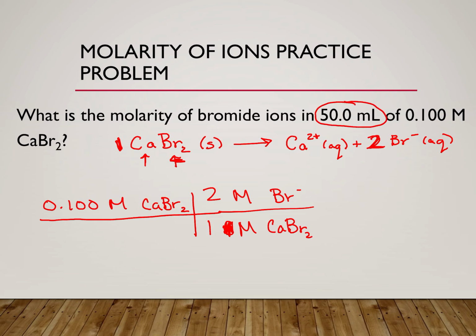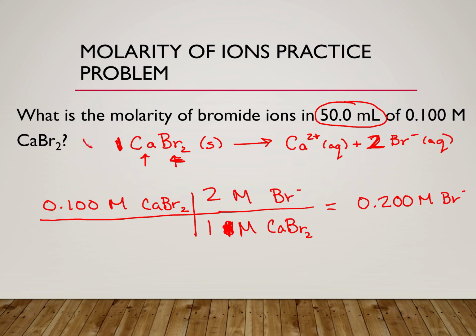But what's going to happen is that solid is going to break apart into pieces. So for every 1 calcium bromide, we get 2 bromide ions. So the molarity of our bromide ions is actually 0.200 molar bromide.